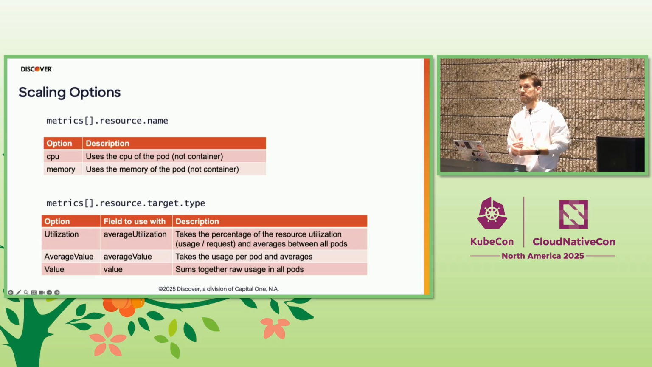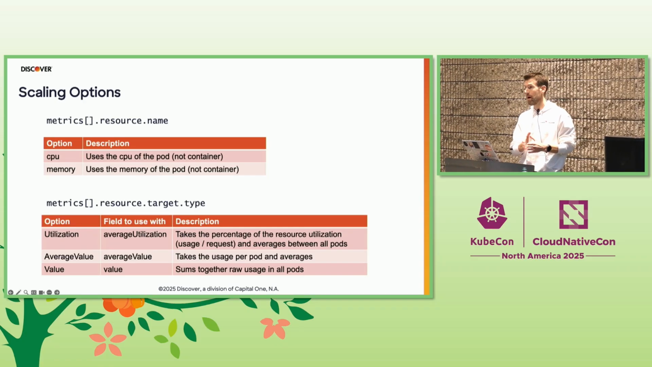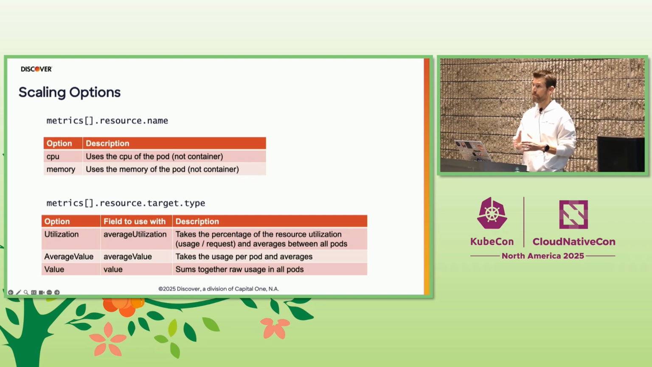The next one would be average value. So there you would take the average across all of your pods, come up with an average, and that would be your target. And then the last option is value. So that would sum together all of your pods and then come up with that as your target. And I'll get into a couple of examples of all three of these in a little bit.